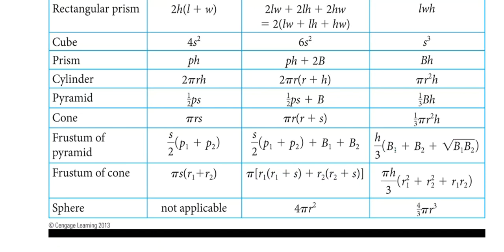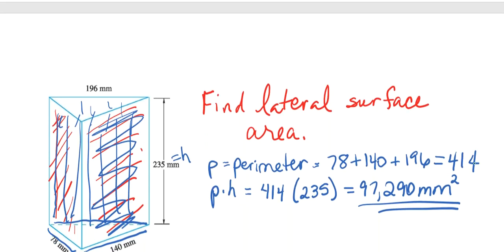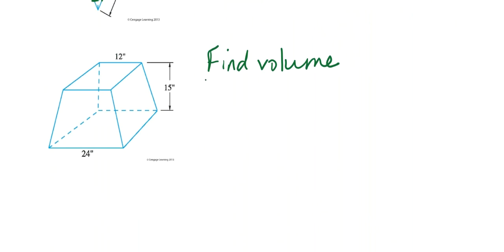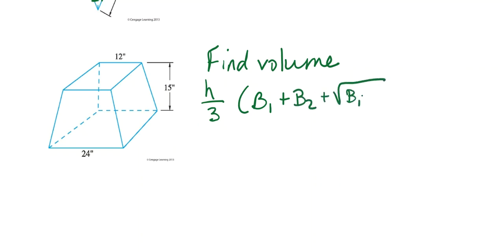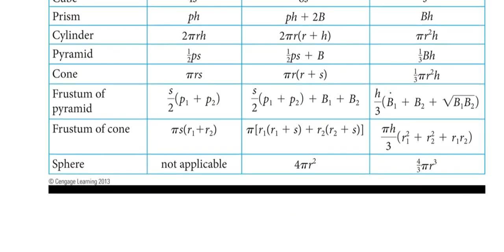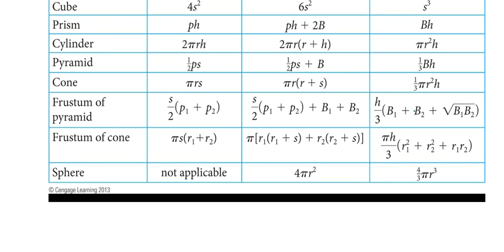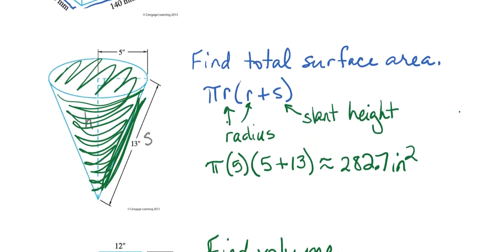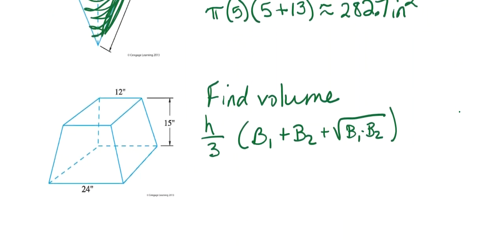H over 3 parenthesis B1 plus B2 plus square root of B1 times B2. H over 3 times B1 plus B2 plus square root of B1 times B2, and I'm not 100% sure that's right, so I'm going to go back up, double check it. So H over 3 parenthesis B1 plus B2 plus, that is what I have. Okay, so let's think about what I have here. H is going to be the height of the frustum. So the 15 is my H.